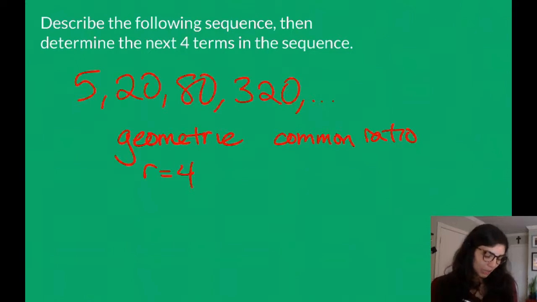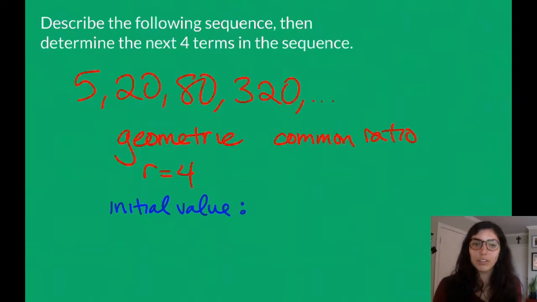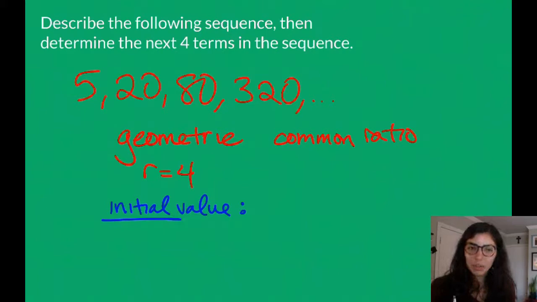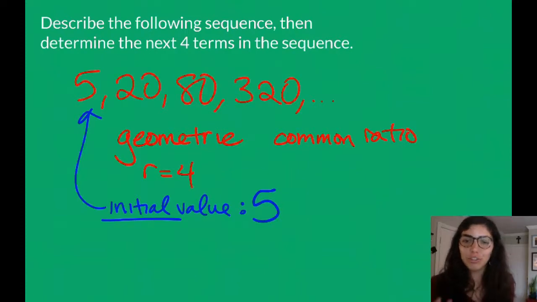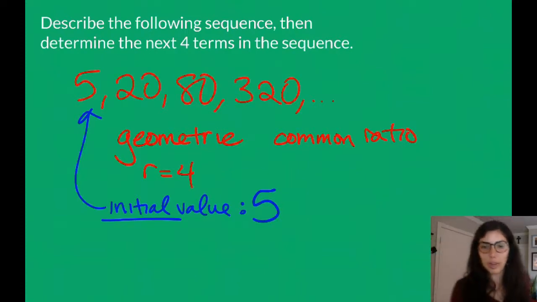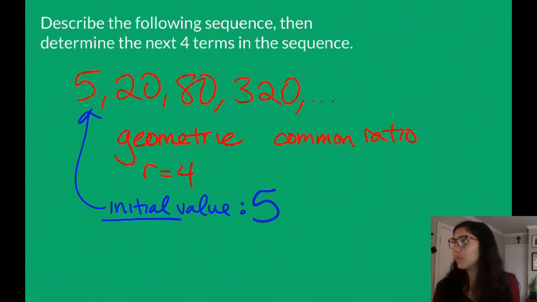Here's something we haven't talked about yet, but the word initial value shouldn't be new to you. But sequences, just like equations and graphs, also have initial values. Initial means the beginning number. So if we look at the beginning number in the sequence, it would be 5. That's my initial value. That's my starting or my 0 spot, my initial value.